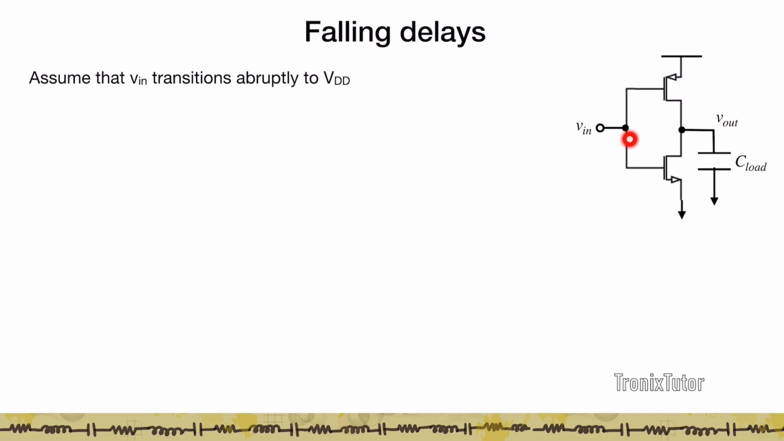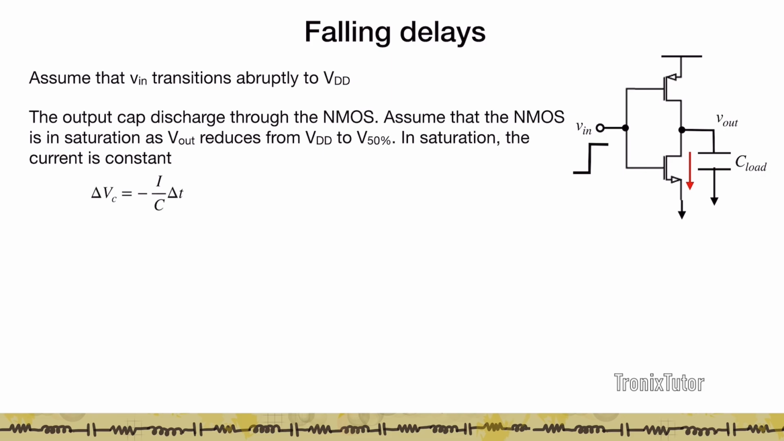Now let's assume that V in transitions abruptly to VDD, which means that a current is going to flow through the NMOS and discharge the C load. The output capacitance is discharged through the NMOS, and the NMOS pulls the output voltage from VDD to VDD by 2, which is what we define as the delay, from VDD to V50%, which is VDD by 2. If I assume that the NMOS is in saturation during this entire region, the NMOS current is going to be constant. Then I can simply write my delay as C out times (VDD minus V50) divided by IDN. This is the saturation current of the NMOS, and using the simple square law model, this saturation current is independent of V out. So it looks as if this capacitor is being discharged by a current source.